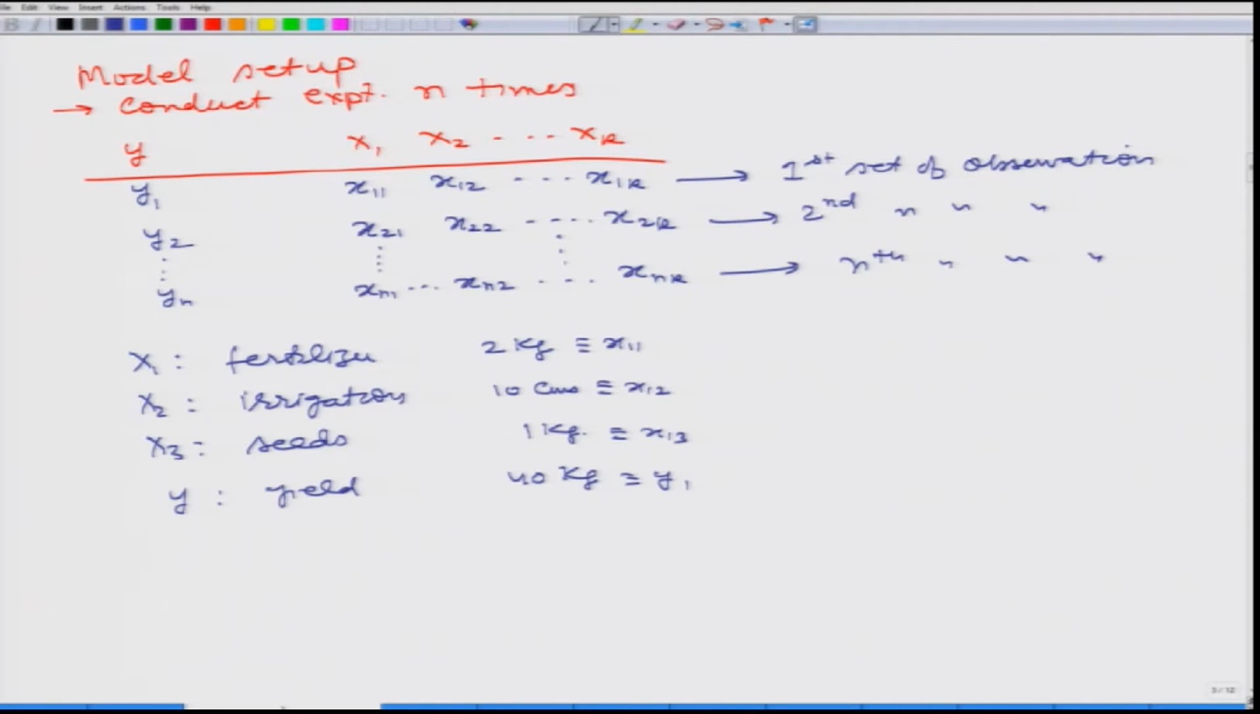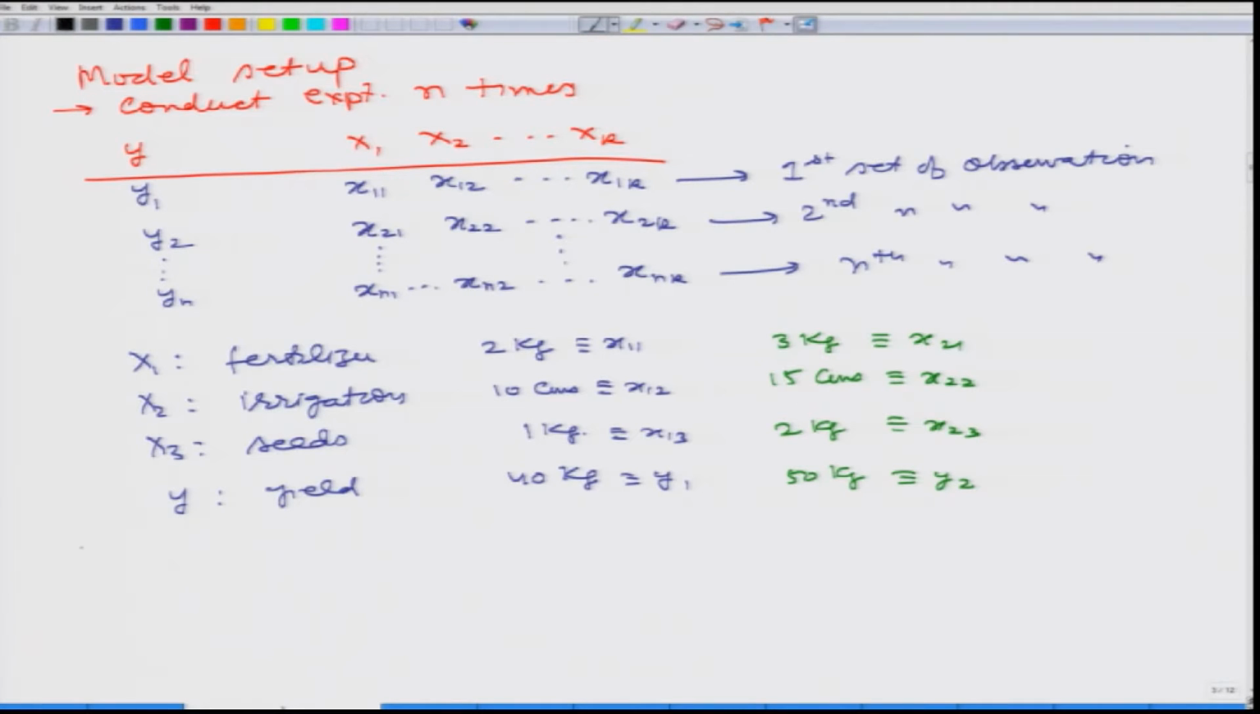And similarly, I can repeat this experiment and I can say I use 3 kg of fertilizer, 15 centimeters of irrigation, 2 kilogram of seeds, and based on that we observe suppose 50 kilogram of yield. So, this will be denoted as x21, this will be x22, this will be x23, and this will be your y2. And similarly, we try to repeat this experiment n times and we obtain n sets of observation. Okay.